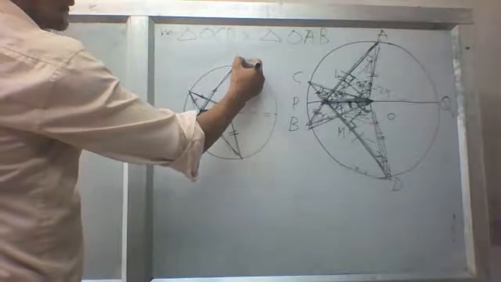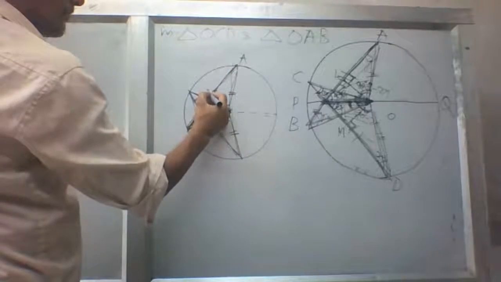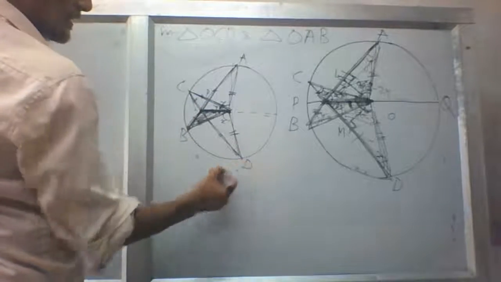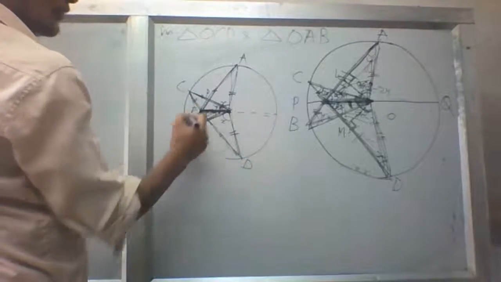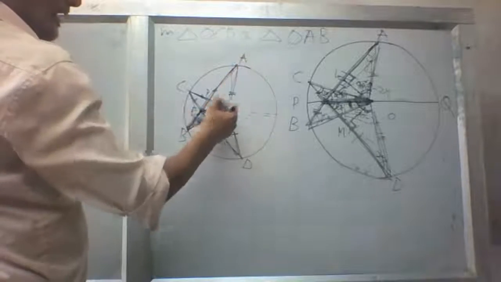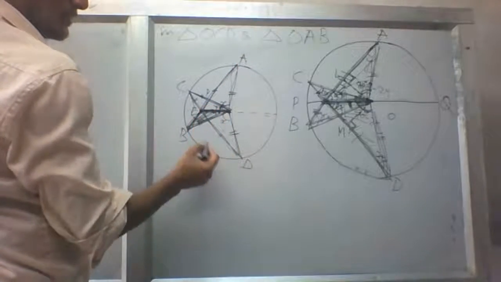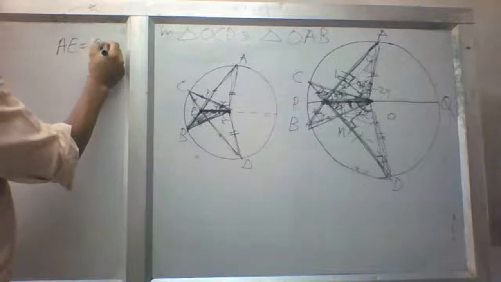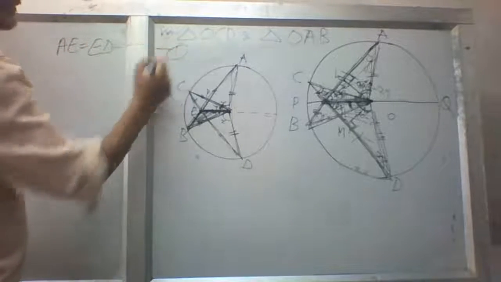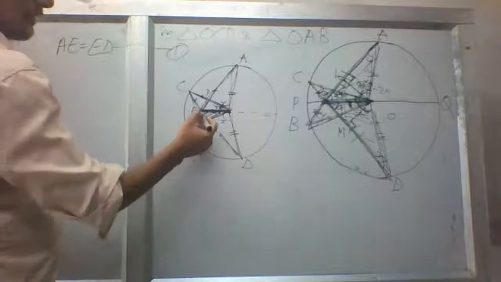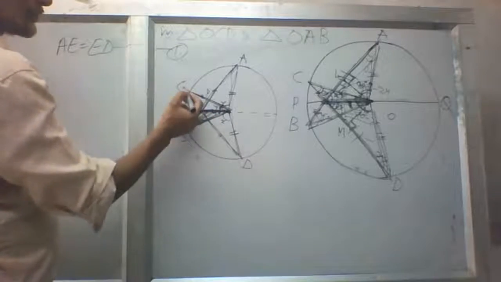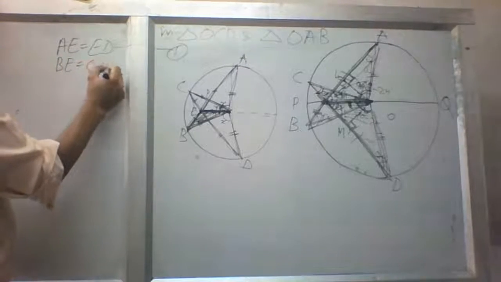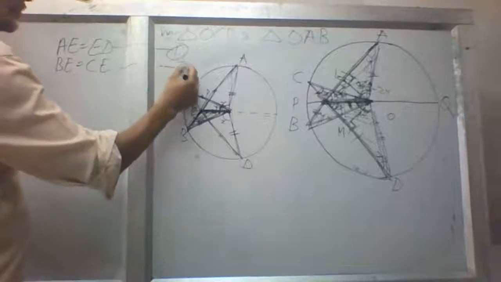How? This was A. This was B. This is C. This is D. This is E. Suppose. Now AE is equal to ED. We proved AE is equal to ED. We proved equation number 1. And BE is equal to CE. We proved BE is equal to CE. We proved equation number 2.